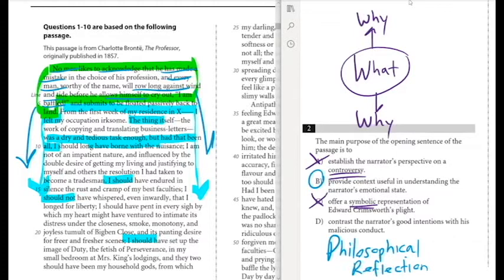But because we're just talking about people and they are people, then I would say there are no symbols being used here. And choice D, contrast the narrator's good intentions with his malicious conduct. Well, there was no malicious conduct. There was nothing malicious happening on the part of the narrator. The malicious things that we end up seeing in the passage come from the other guy, Edward Crimsworth. So D is out, and the answer for number 2 is going to be B.